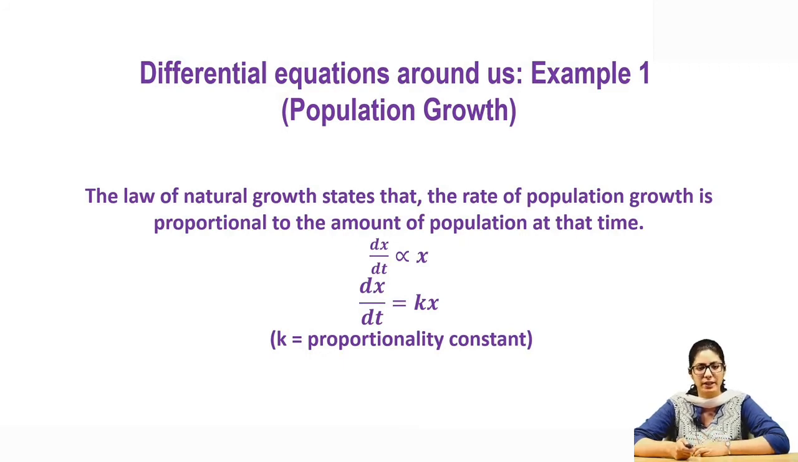at that particular time. Mathematically this could be written as dx by dt is proportional to x, where dx by dt represents the change in population with respect to time. If we want to get rid of this proportionality sign, we have to introduce the proportionality constant k. So, we replace the proportionality sign with an equals sign and k. So, dx by dt is equal to kx, and that represents your differential equation.